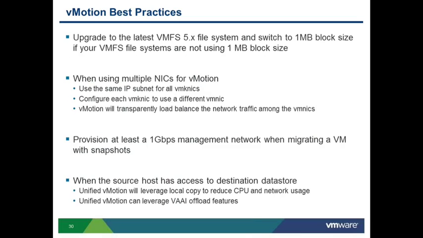vMotion best practices. Block size. It's the old question, which has now kind of gone away. In VMFS5, it's all standard block size. Use multiple NICs, different subnets. Obviously, use different uplinks as well, different VM NICs. You're not going to get double performance if you're only using the same network adapter.